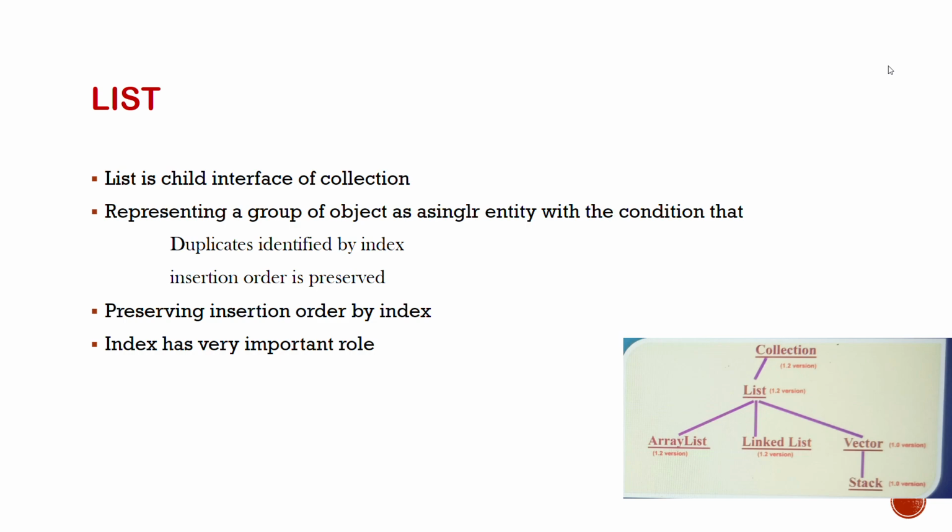So what is list interface? A list is a child interface of collection representing a group of objects as a single entity, with the condition that duplicates are allowed, identified by index. Insertion order is preserved, and it is preserved by index. Index has the most important role. So again, collection is divided into list, and list has again three types, that is array list, linked list, and vector, which again has stack.